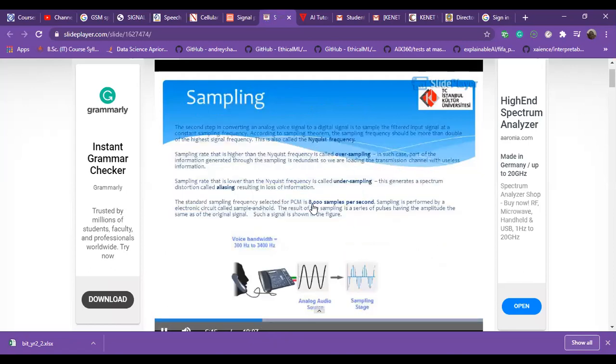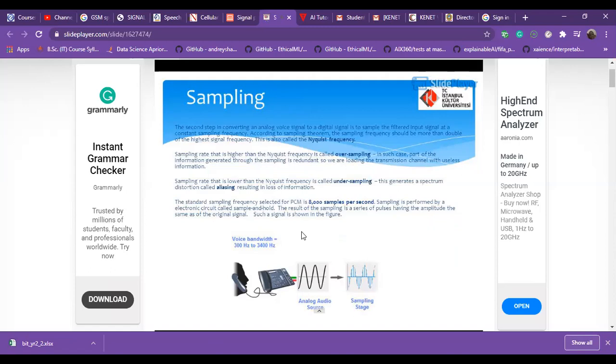Sample the filtered input signal at a constant sampling frequency. Sampling: the second step in converting an analog voice signal to a digital signal is to sample the filtered input signal at a constant sampling frequency. According to the sampling theorem, the sampling frequency should be more than double the highest signal frequency. This is also called the Nyquist frequency.